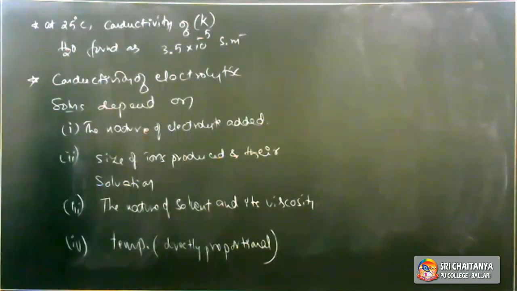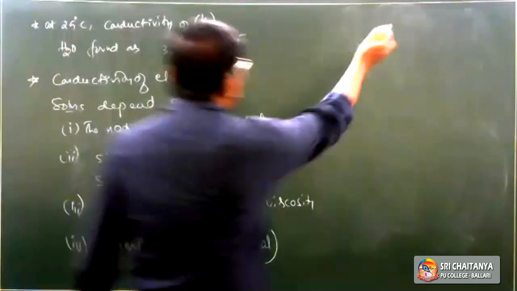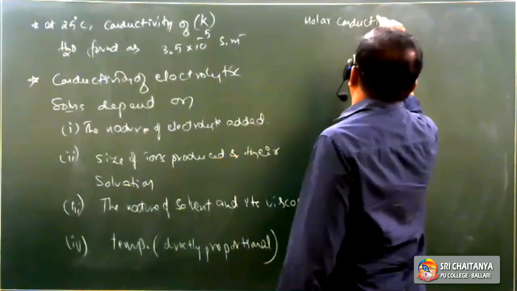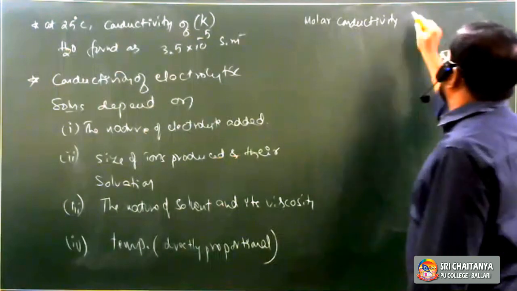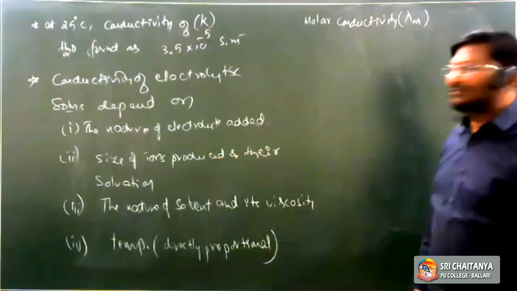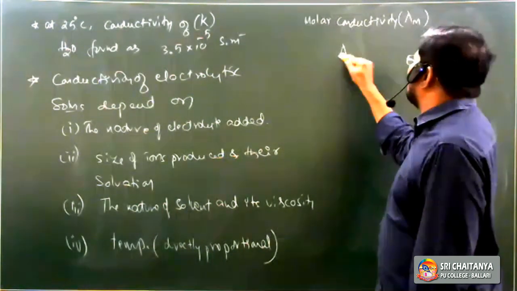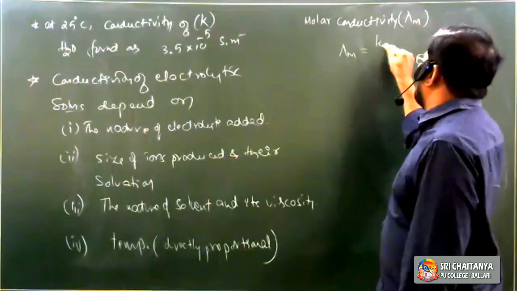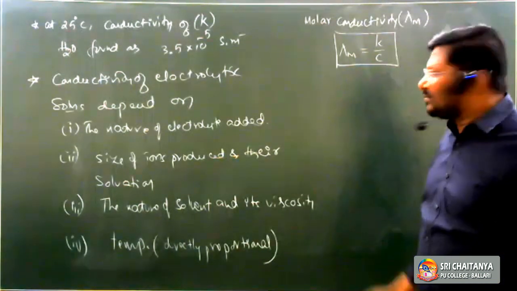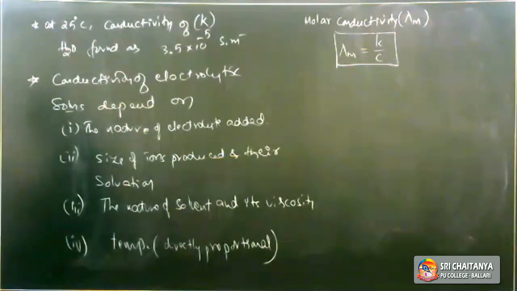Yes, next one, another one. See, molar conductivity. Let us take molar conductivity. That is another important one. Molar conductivity is denoted by lambda m. Now here, for lambda m, some important formula: K by C. Yeah, you just go through that formula.